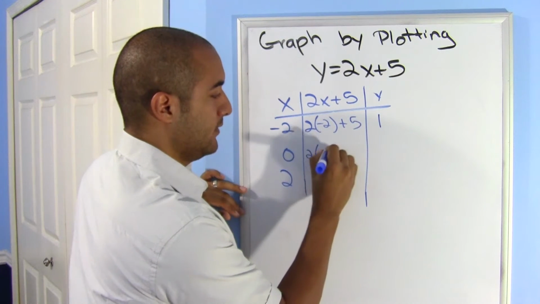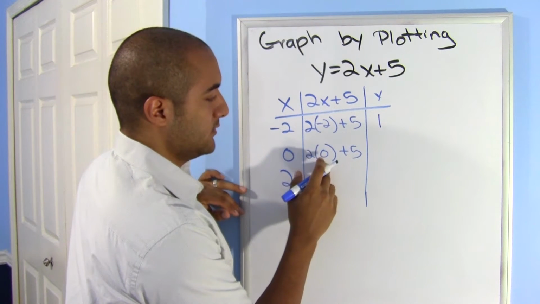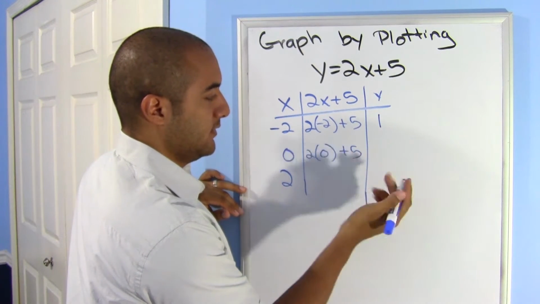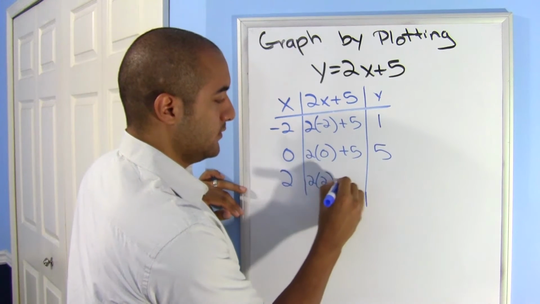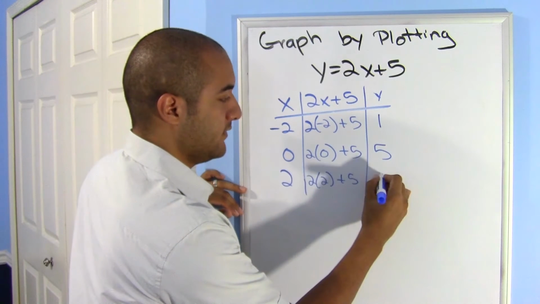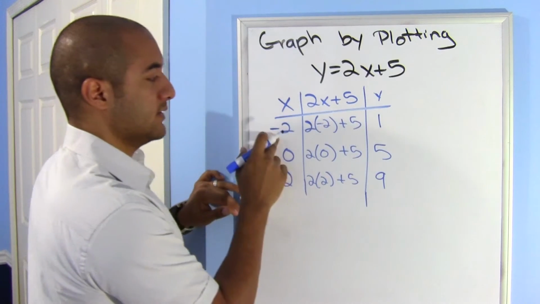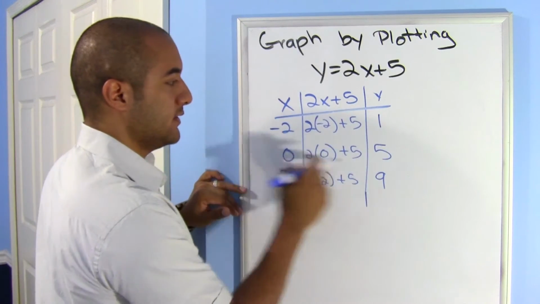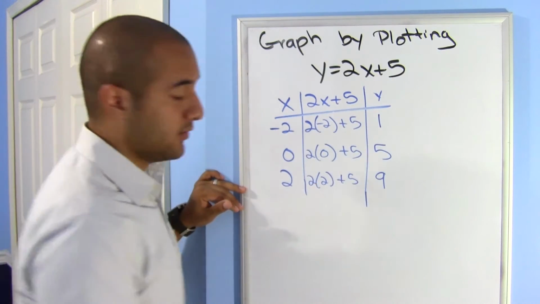Now I substitute my 0 in here. 2 times 0, 0 plus 5, 5. 2 times 2 plus 5. 2 times 2, 4. 4 plus 5, 9. Okay, so here I have my ordered pairs. They're negative 2, 1, 0, 5, and 2, 9. Now just make a graph.